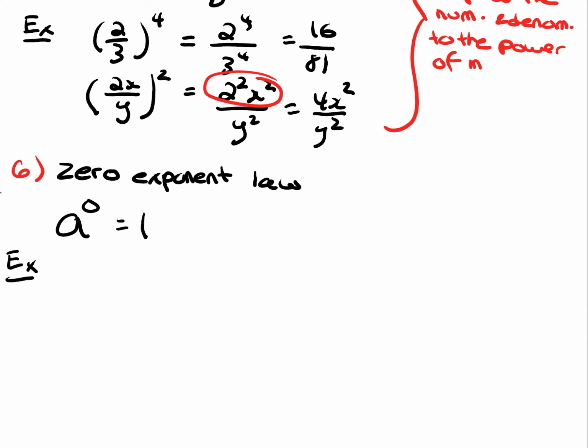If I had some value in an example here, like 2 to the power of 0, that's 1. 4 to the power of 0, it's 1. X to the power of 0 would also be 1. I think you get the point. You can punch this into your calculator if you don't believe me.